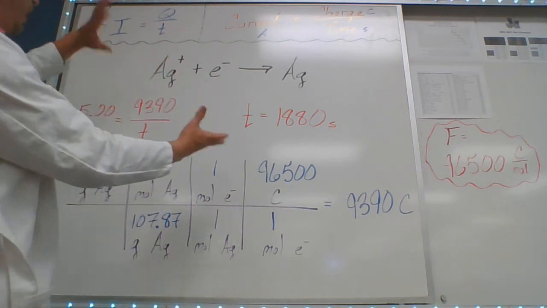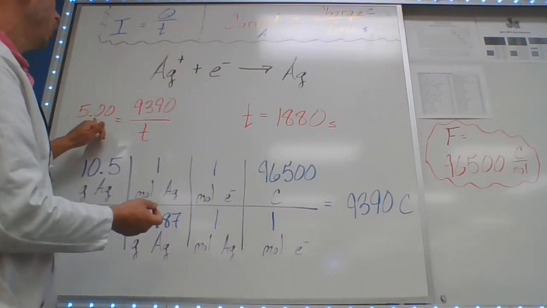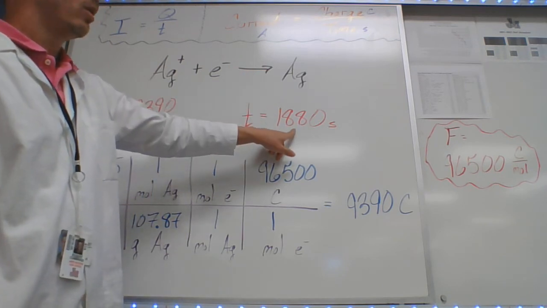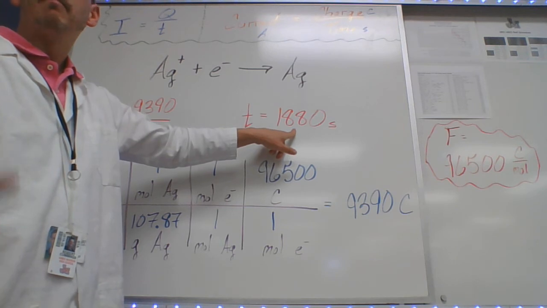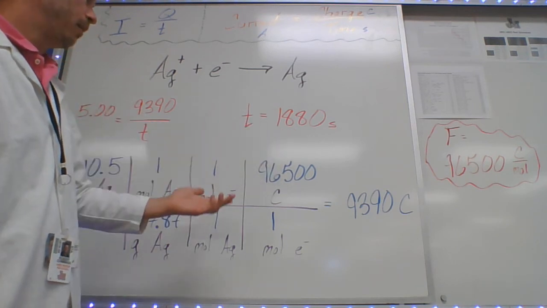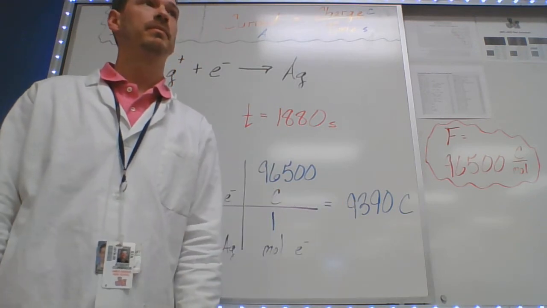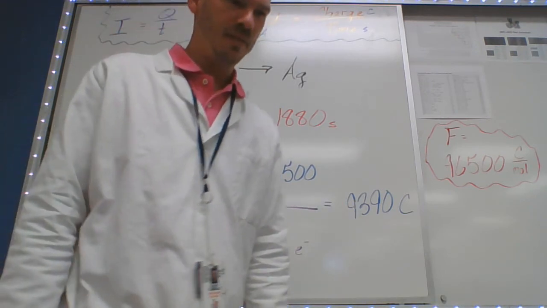But it's cool to know that at this current, if you set up the experiment and let it run for exactly this long, then minus experimental error, you'll end up with 10.5 grams of silver on the electrode. I think it's cool, even if you don't.